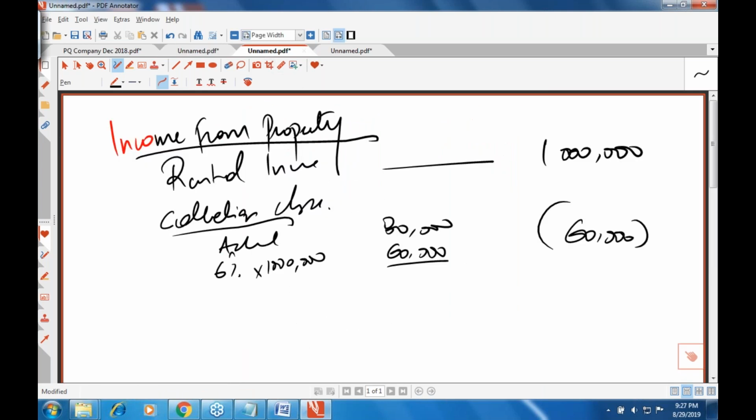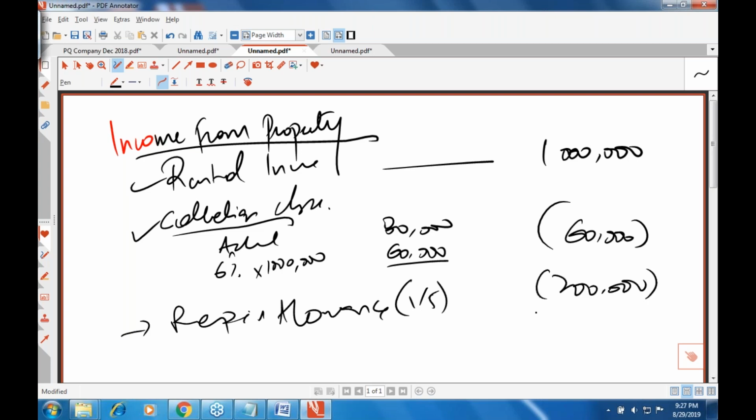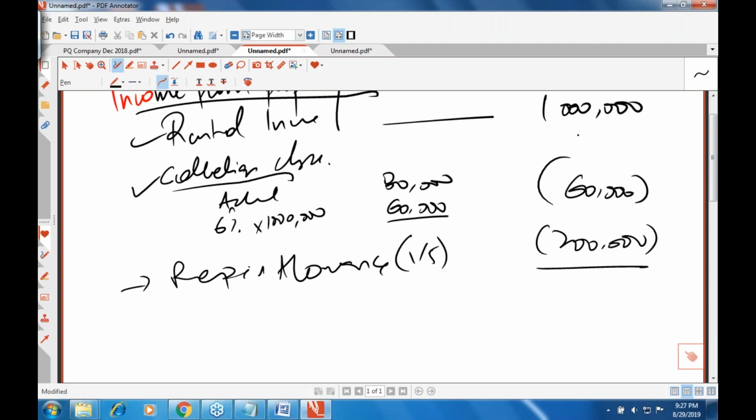But when it comes to income from property, you have collection charges and you've got a repair allowance, which is basically 1/5. So that includes 200,000. If we sum up, this is going to be 1 million minus 60,000 minus 200,000. So this is going to be 740,000, which is the income from property. Since it's a company, irrespective of whether you have incurred the repair expense or not, you can claim this 1/5 of the rent chargeable as a repair expense.